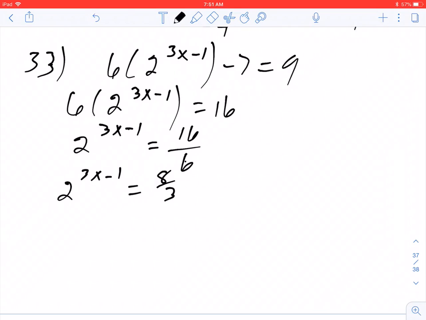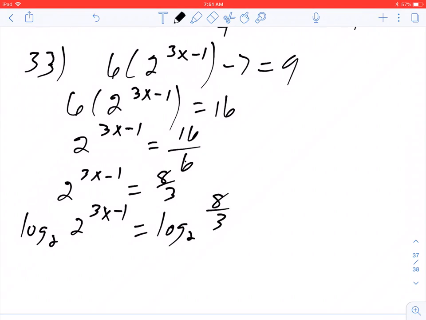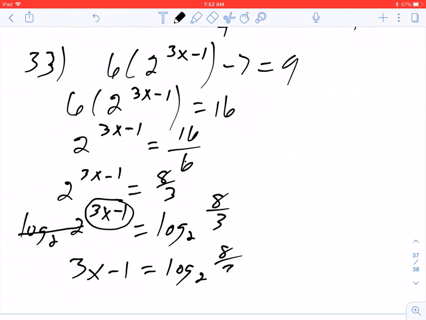Now I'm going to take log base 2 of each side. Hopefully you're catching on to how I'm choosing which log I'm using on both sides of the equation. The log that I'm using on both sides is always going to be log base whatever the base is of the exponent. And so this 3x is going to be allowed to come down, and you can see this log base 2 of 2 cancels. So you're just left with 3x minus 1 equals log base 2 of 8 over 3.